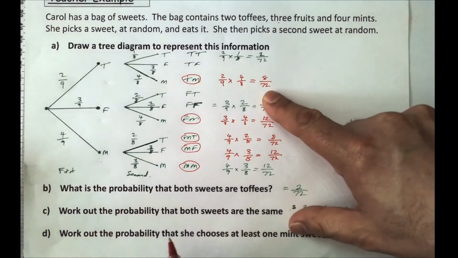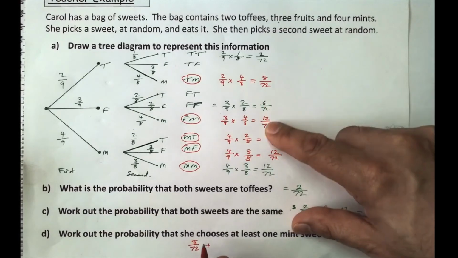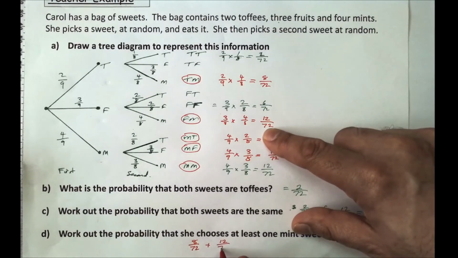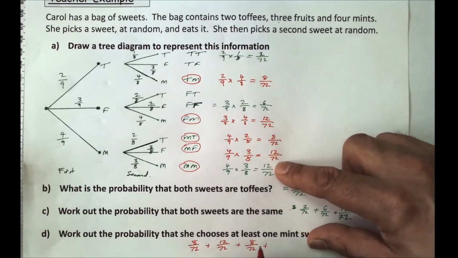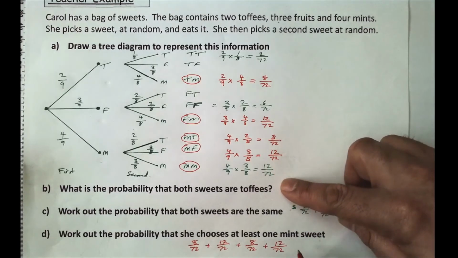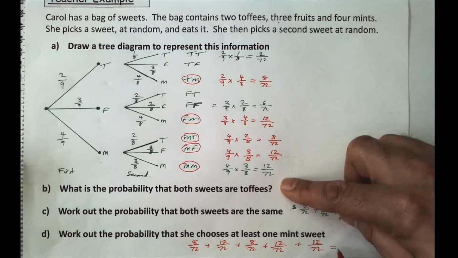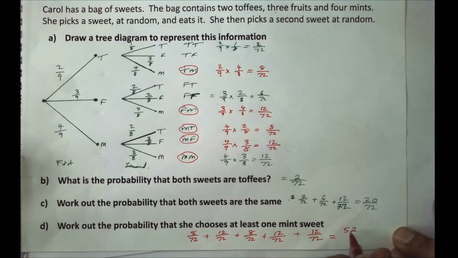8 over 72 plus 12 over 72 plus 8 over 72 plus 12 over 72 plus 12 over 72. I will end up with 52 over 72, and again I can leave my answer as that, without simplifying it.